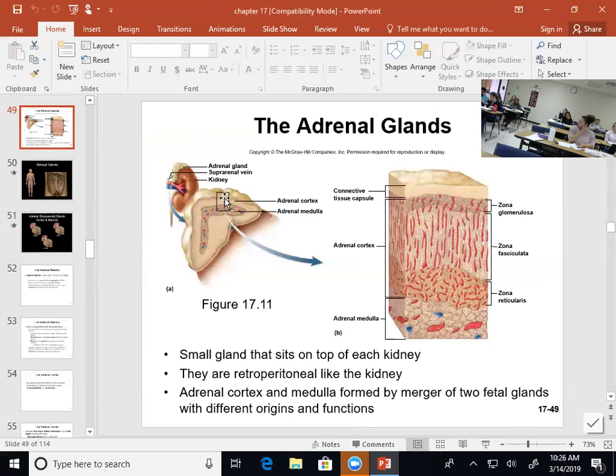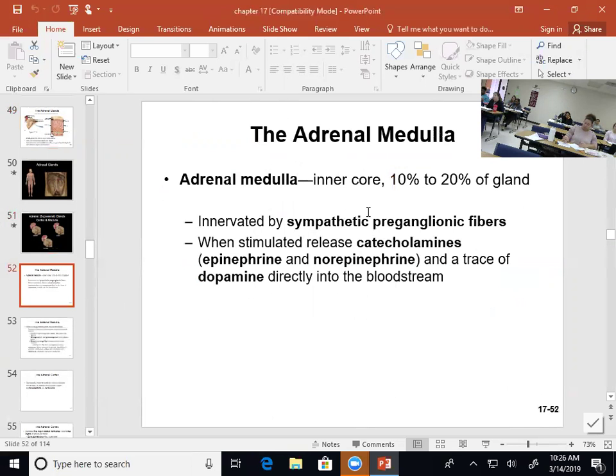Now, the middle part we call the medulla, didn't we? We said this is the medulla, and it's going to release something different too. Now, here's what I want you to know about the adrenal medulla. It is innervated by the sympathetic nervous system. And what did y'all tell me you already know about the sympathetic nervous system? It gives us our what kind of response? Fight or flight response.